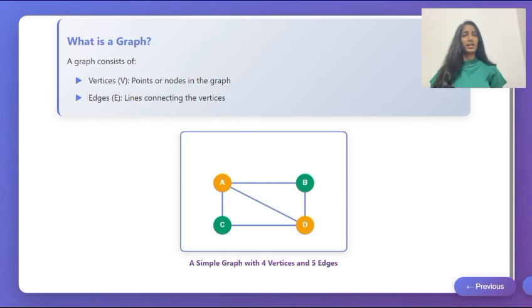Graphs are everywhere: maps, roads, networks, or even social media connections. Understanding graphs helps us solve real problems like planning routes or visiting every state without repeating.